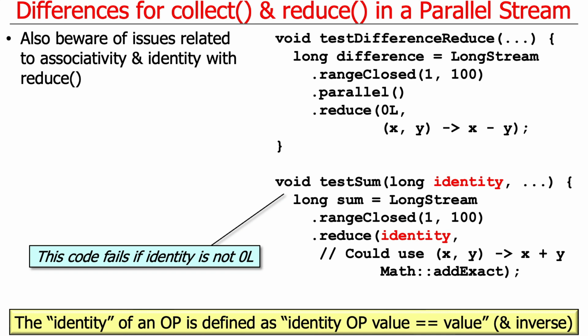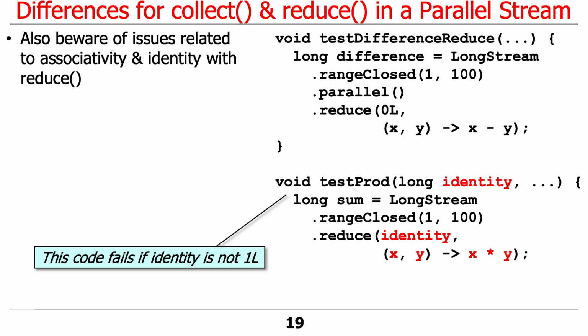Conversely, if you sum things up and you pass in the wrong identity operation, then you're going to get incorrect results. For example, 0 is the identity value for addition, because the identity of addition is defined such that the identity plus a value yields the value, and the inverse. So if you pass in, say, 1, we're going to get the wrong result. And the same thing occurs with product as well. So you have to be careful with the identity values. So here's the product one. Again, if this is not 1, then you're in big trouble because that's not the identity value.